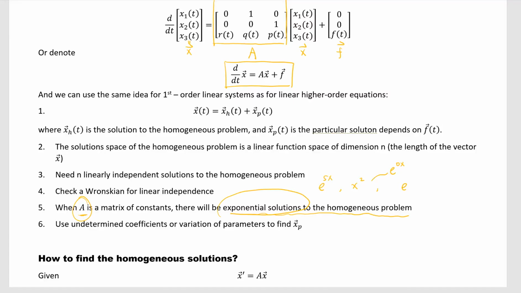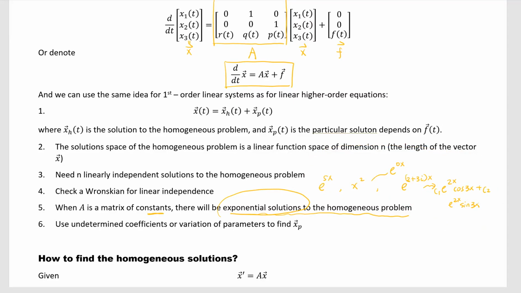So, remember e to the 2 plus 3i, okay? Forget the x. This will give us e to the 2x cosine 3x plus c2 e to the 2x sine 3x. So we call this guy a complex exponential function. Okay? So if the matrix A is a matrix of constants, we kind of expect our solution is in the form of these.